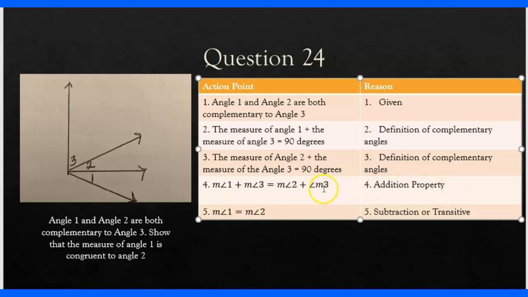And finally, I'm going to do the same thing as I did on the previous one. I'm going to get rid of the measure of angle 3 by subtracting, and so I'm going to say subtraction or transitive. There's some argument for transitive, but I like subtraction better.